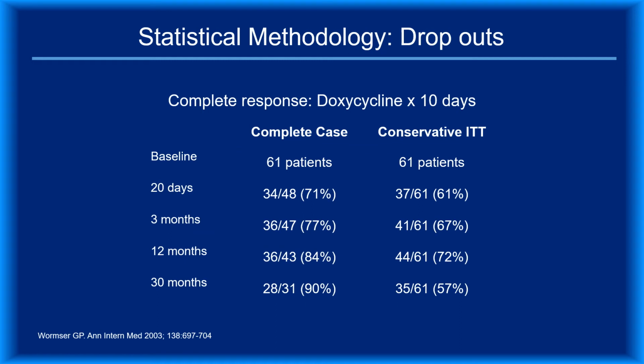To illustrate the importance of statistical methodology, let's consider the results from an EM study that's frequently cited as the evidence that outcomes improve as time goes by. 61 subjects were randomized to receive 10 days of doxycycline. The middle column shows the results as reported using complete case methodology. Looking only at percentages, it does appear that the success rates improved significantly between 20 days and 30 months.